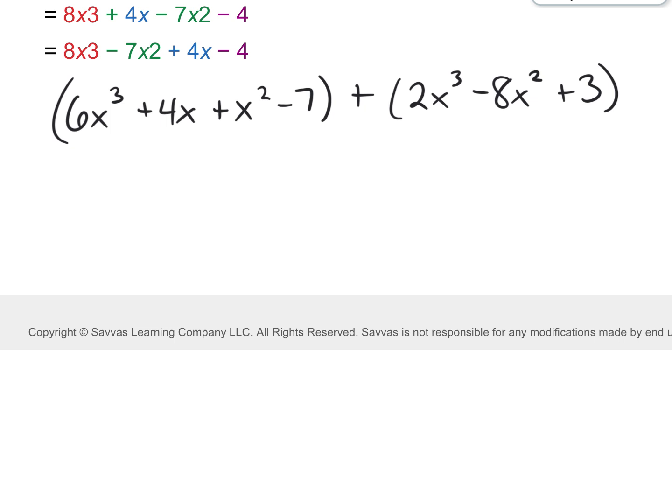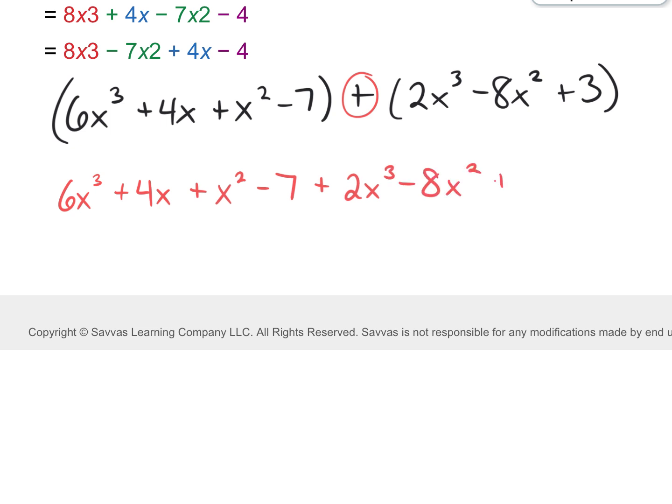Addition. Just like before, does addition change anything? No. So we just rewrite without the parentheses. 6x cubed plus 4x plus x squared minus 7 plus 2x cubed minus 8x squared plus 3. All I did was rewrite. Nothing changed. I just took out the parentheses. What do I do from here then?